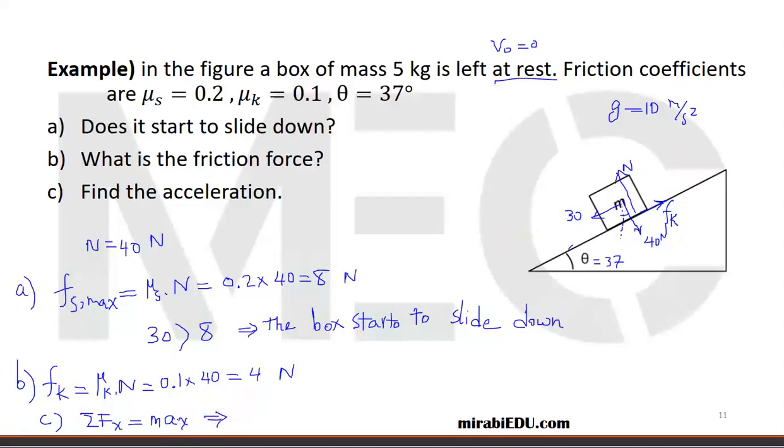What is the resultant force? 30 minus 4, because 30 is causing it to move and 4 is the resisting force. The mass is 5, and the acceleration will be found. Acceleration is 26 over 5, and if we multiply both numerator and denominator by 2, it will be 52 over 10, or 5.2. The unit is, of course, meter per square second.